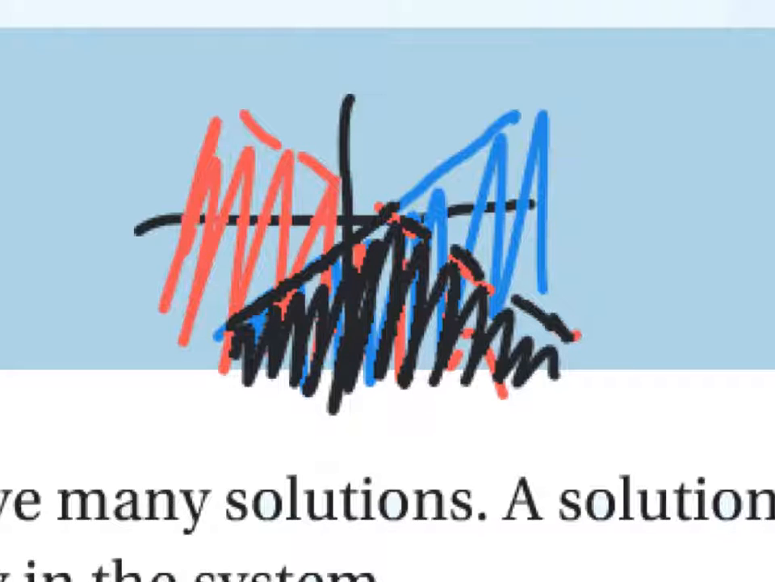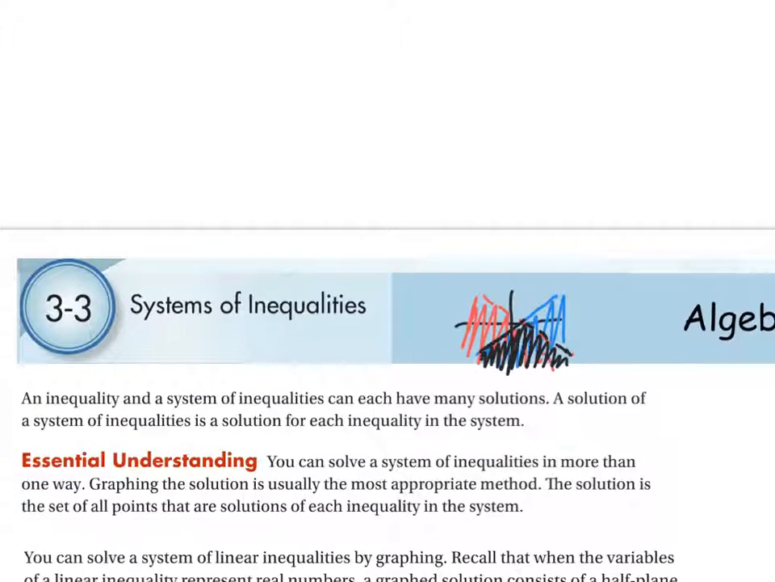Do we only shade the black? For your final answer, yes. I'll show you how I want you to work the problem. But yes, for your final answer, you're just shading the solution to the system. Okay? All right, so let's take a look at an example.